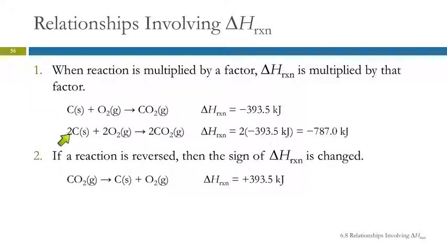So if we multiply the coefficients in the chemical equation by a factor, then we also have to multiply delta H by the same factor. If we made all of these 3, we'd have to multiply this by 3. That's reasonable, right?